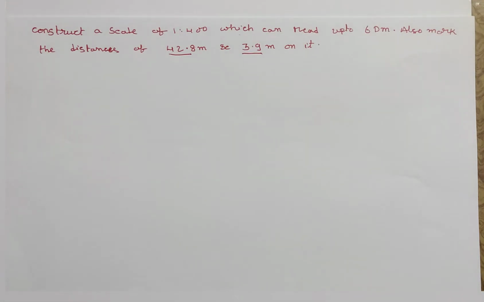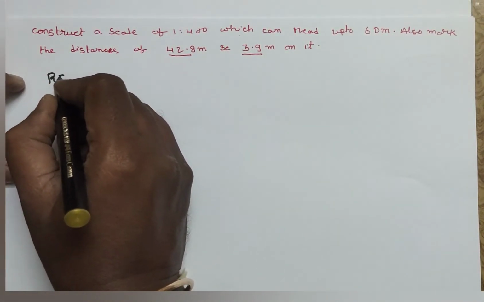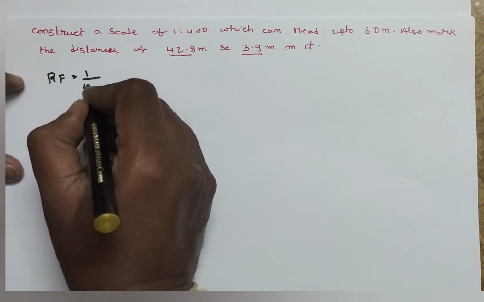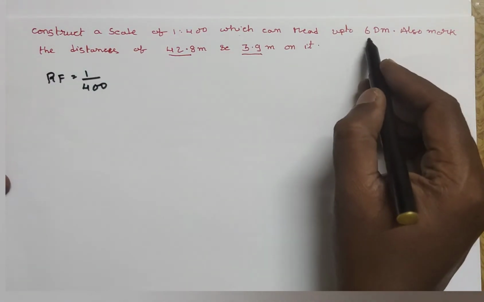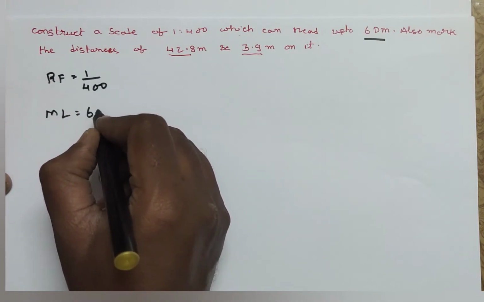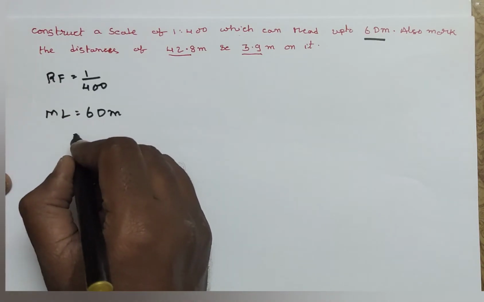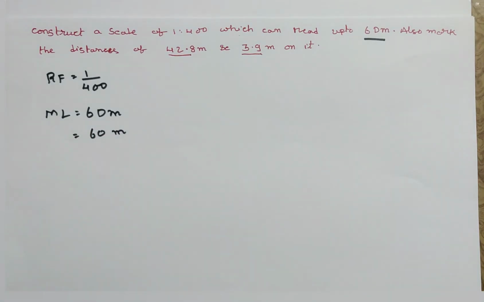So first of all, what information do we know? The representative factor is known to us. What is the representative factor for this problem? That is 1 divided by 400. And here, read up to 6 decameters is given. Therefore the maximum length is equal to 6 decameters, that is nothing but 60 meters. Good. So mark the distances of 42.8 and 3.9 meters on it.